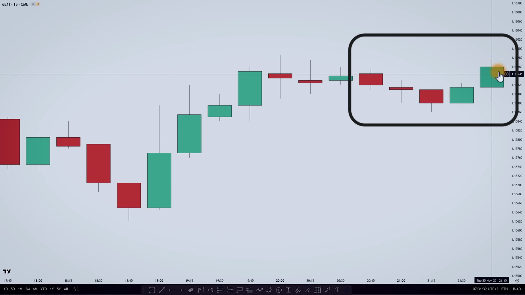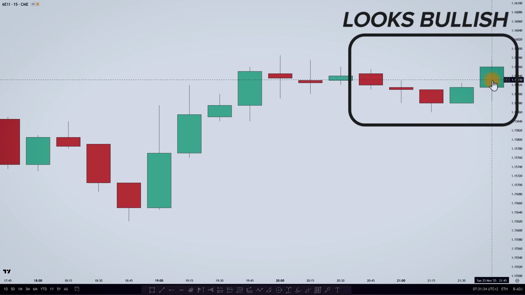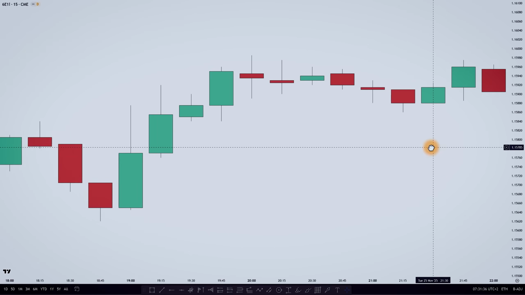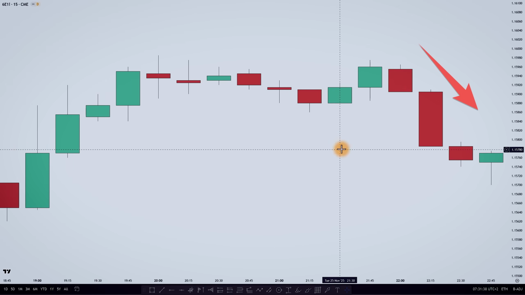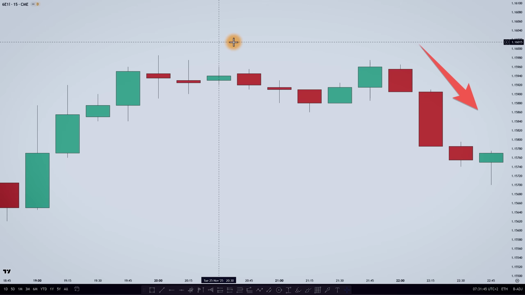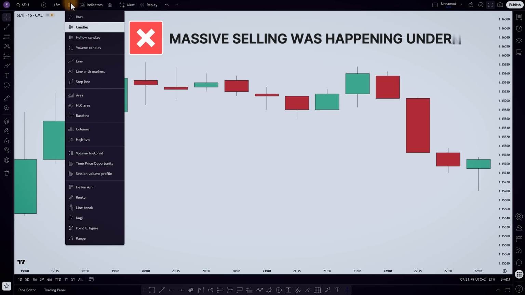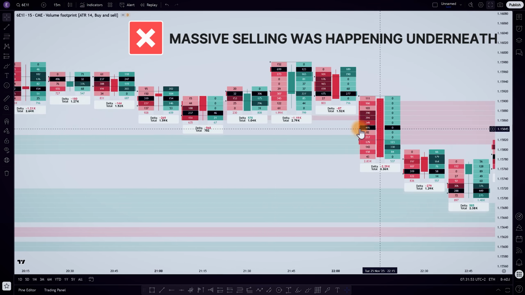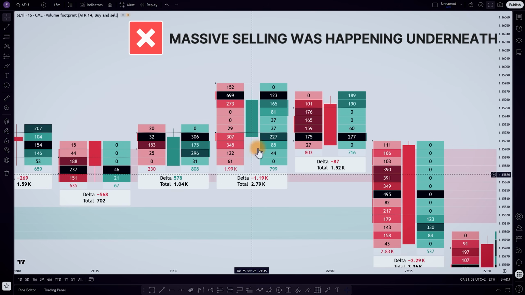I want you to look at this candle. It closed green, so you buy. But price instantly reverses, and you get stopped out. What happened? Well, while that candle was closing green, massive selling was happening underneath. You couldn't see it, but it was there.